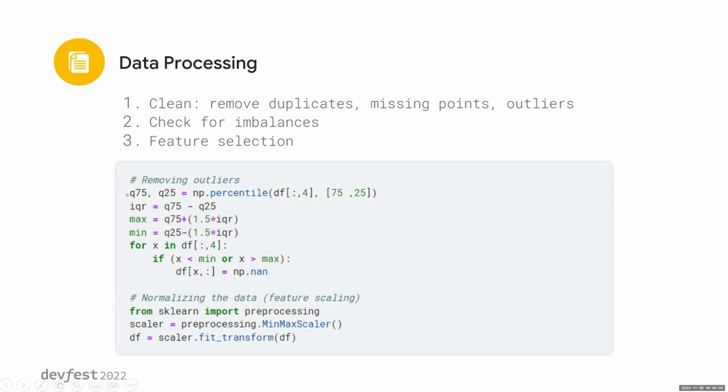And here I just put a simple code of how to remove outliers and how to normalize, just for you to see that it's actually not scary. It's just like identifying the IQR and then removing it, and that's it. Like removing anything that exceeds it.